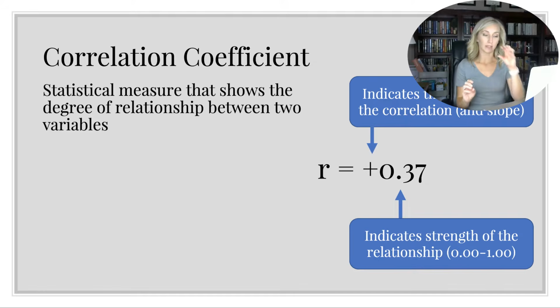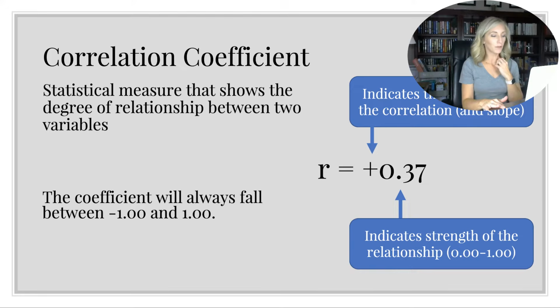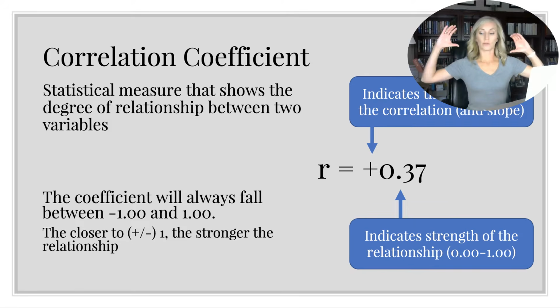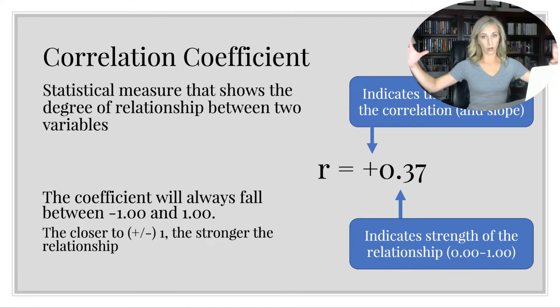So let me say it one more time. The sign only indicates the direction, positive or negative, and the number only indicates strength. So a negative 1 and a positive 1 are equal in strength. The negative and the positive have nothing to do with strength. Got it? Okay, so the coefficient will always fall between negative and positive 1. The closer it is to 1, whether positive or negative, the stronger the relationship. The closer to 0, the weaker it is.